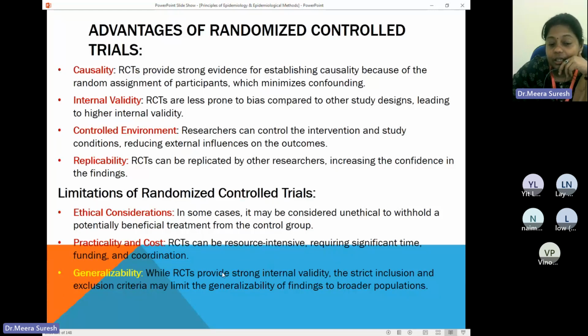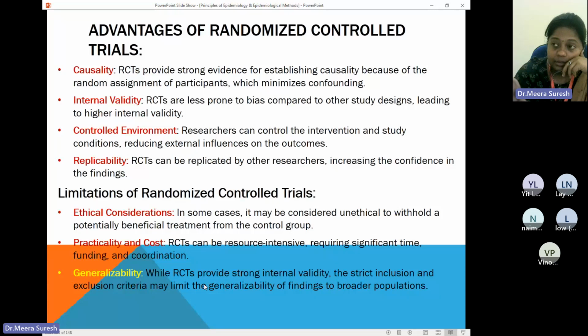Then generalizability. While we do an RCT, it gives strong internal validity. But the population that we include, or finally the sample that we include in the study, will be selected under strict criteria. So the study you did, the report you did may be correct, but because the population was selected under very strict criteria, you may not be able to apply that result to the population outside.